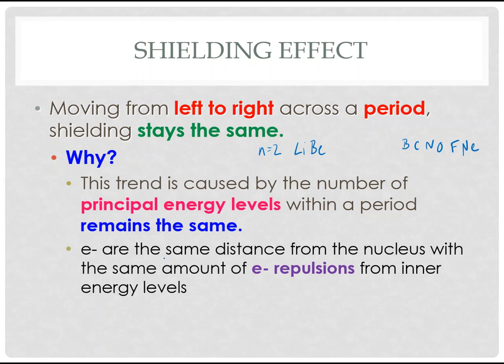So electrons are the same distance from the nucleus, okay, because they're in the same energy level, with the same amount of electron repulsions from inner energy levels. And that's why the shielding effect would remain the same.